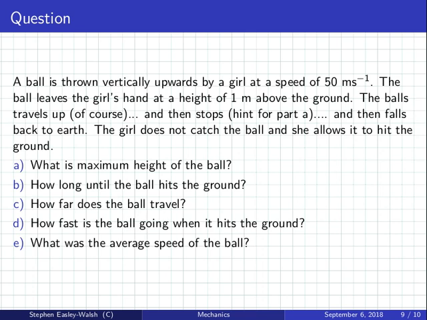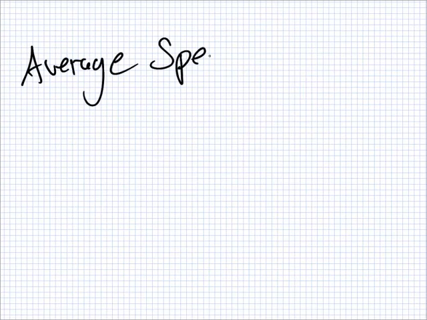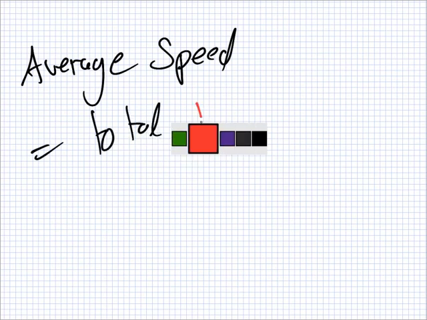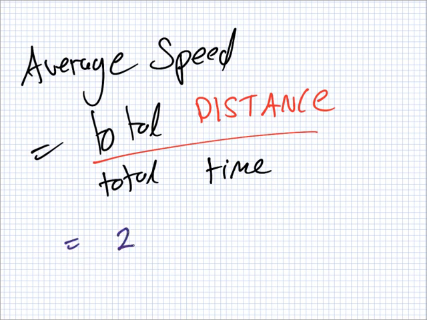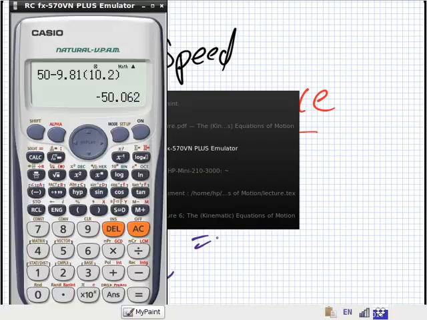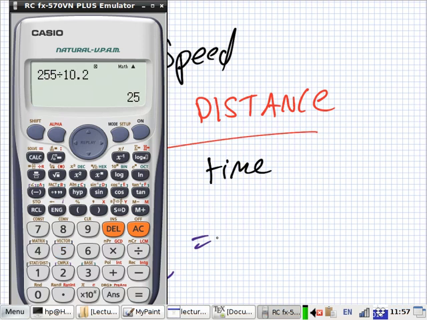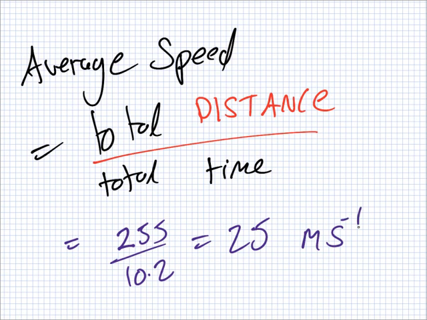And lastly, what was the average speed? The average speed is the total distance divided by the total time. What did you say the total distance was earlier? 255. And the time is 10.2, isn't it? So what's that? About 25 meters per second? Oh, it's exactly 25.